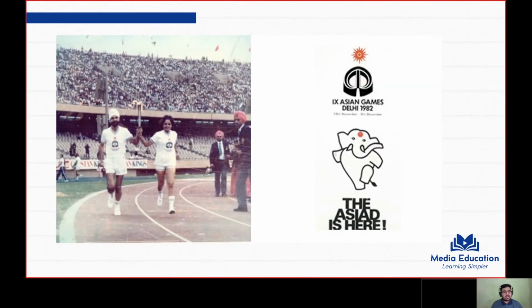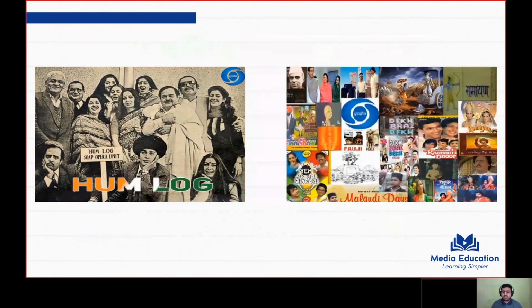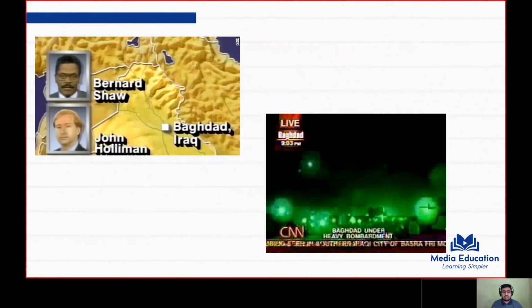Color sets came to India in 1982 with the live Independence Day Parade becoming the first color program being broadcast, followed by the Asian Games of the year hosted by our country. Soap operas began with Hum Log in 1984 on Doordarshan and later saw a huge variety. Reportage of the Gulf War by CNN was the first challenge to Doordarshan.